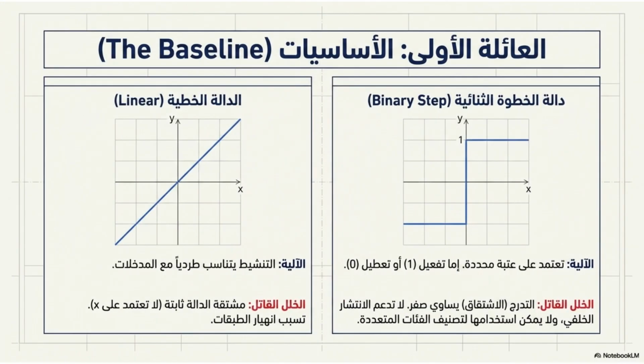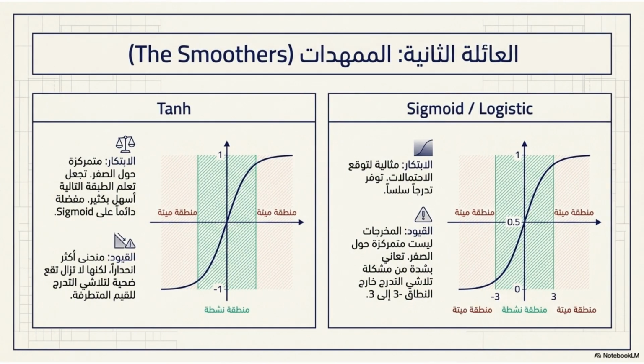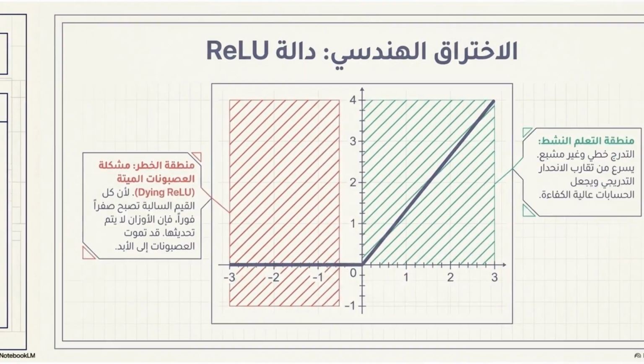The first family, the baseline, includes the linear function, which is prone to layer collapse, and the binary step function, which has a zero gradient and cannot be used for multi-class classification. The second family, the smoothers, includes tanh and sigmoid functions. Tanh is preferred as it is zero-centered, but both suffer from the vanishing gradient problem for extreme values.